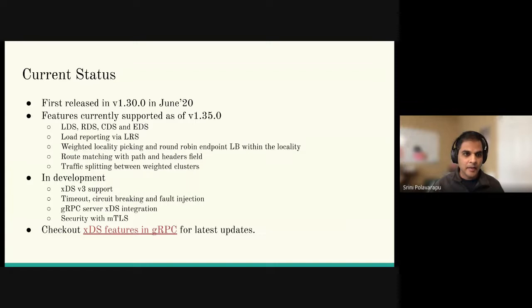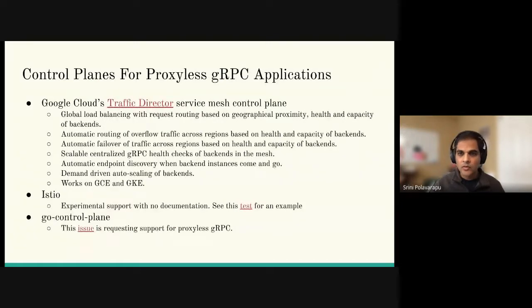So the link that I provided here is constantly updated, and that's where you can get the latest up-to-date list of supported features. So let's talk about what control planes support this today. If you are looking for control planes that support proxyless gRPC applications, take a look at Google Cloud's Traffic Director, which has production-grade support.